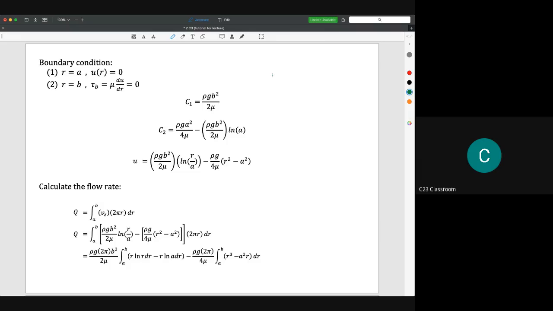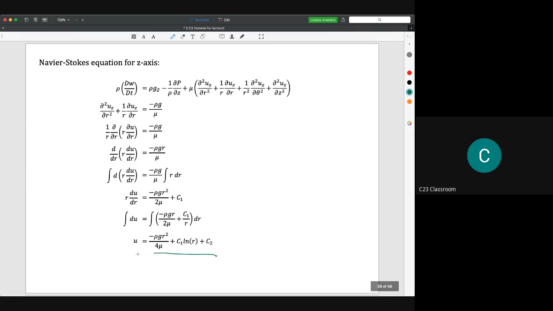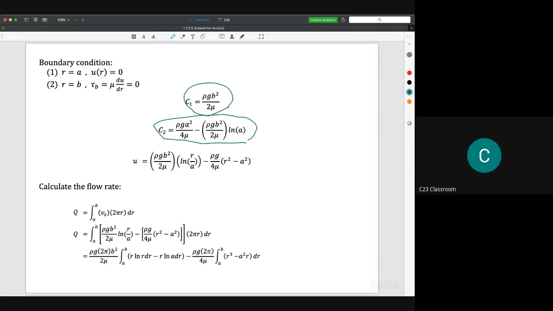And then we substitute it. We could get that C1 is equal to this term and C2 is equal to this term, and finally we could substitute them into this equation. So we have C1 and C2 here, we substitute with the values that we get here, and we could get the velocity distribution equal to this term. Okay, and then again we need to calculate the flow rate.